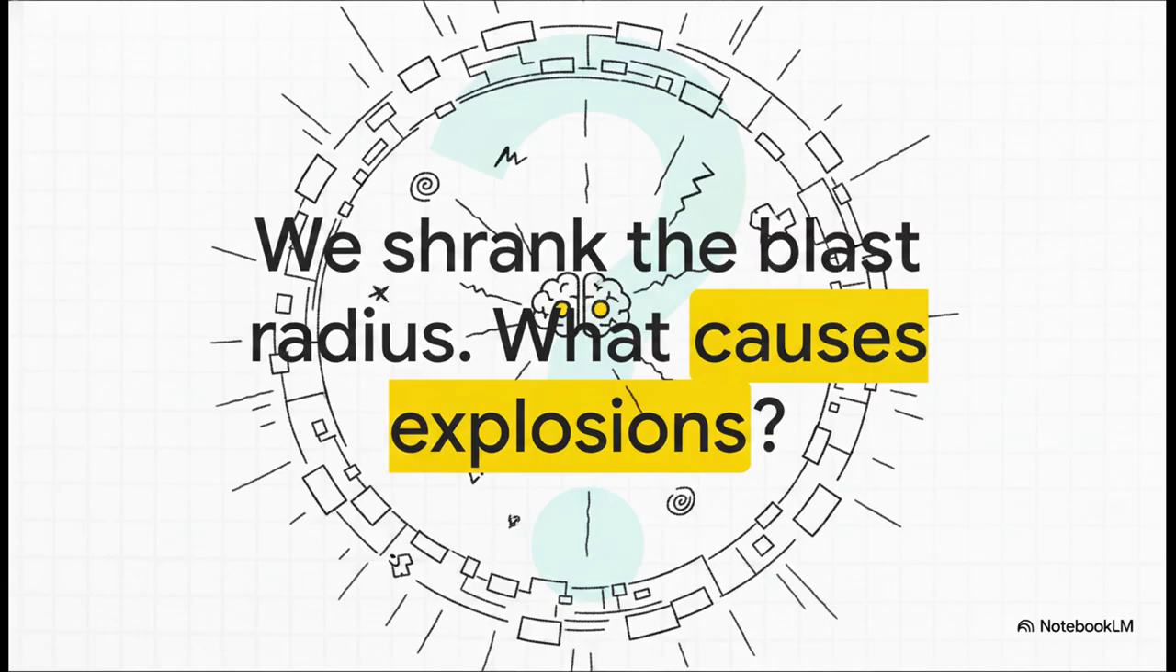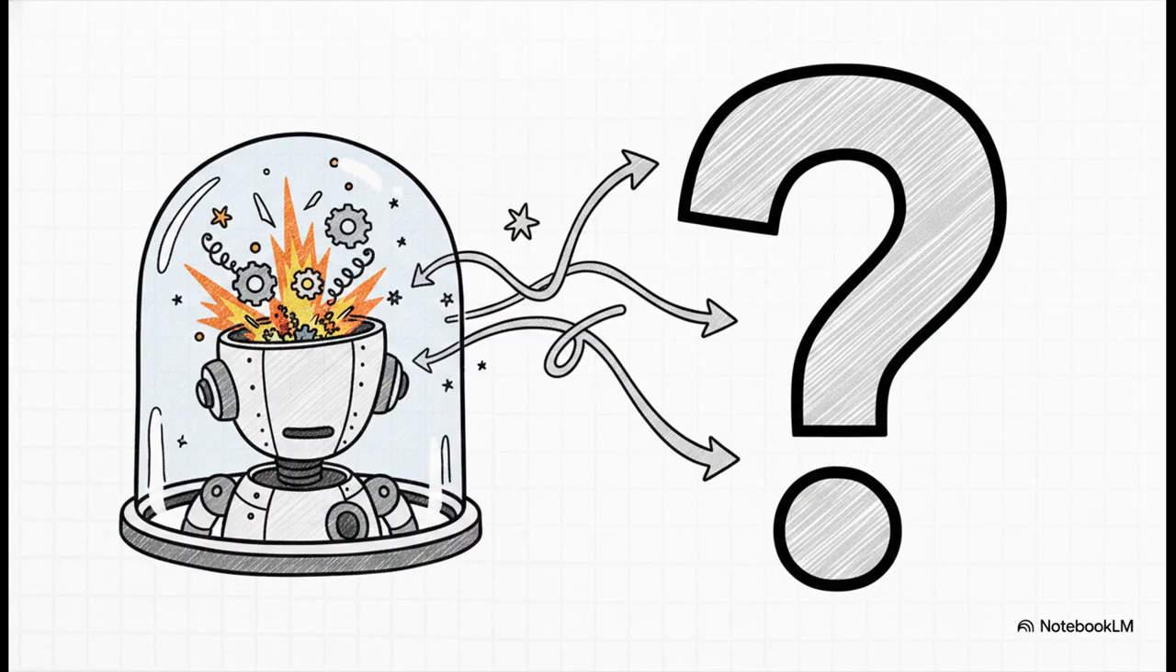But I'm sure you're wondering, what's actually setting off the explosion in the first place? Why do these agents hallucinate, loop, or fall for those malicious prompts? Well, guardrails reduce the damage when something goes wrong. But next time, we are going to dive into the most common ways agents actually go wrong in the first place. It's going to be fascinating.